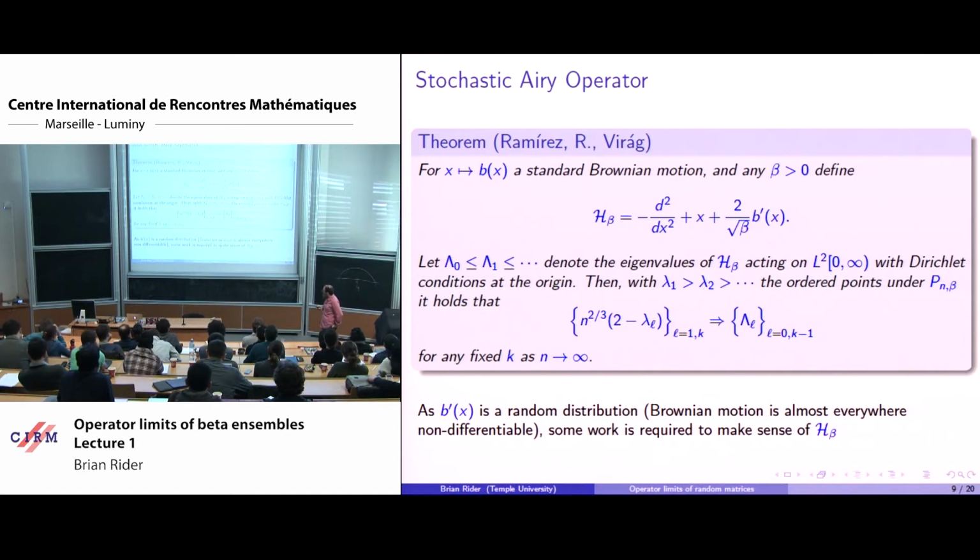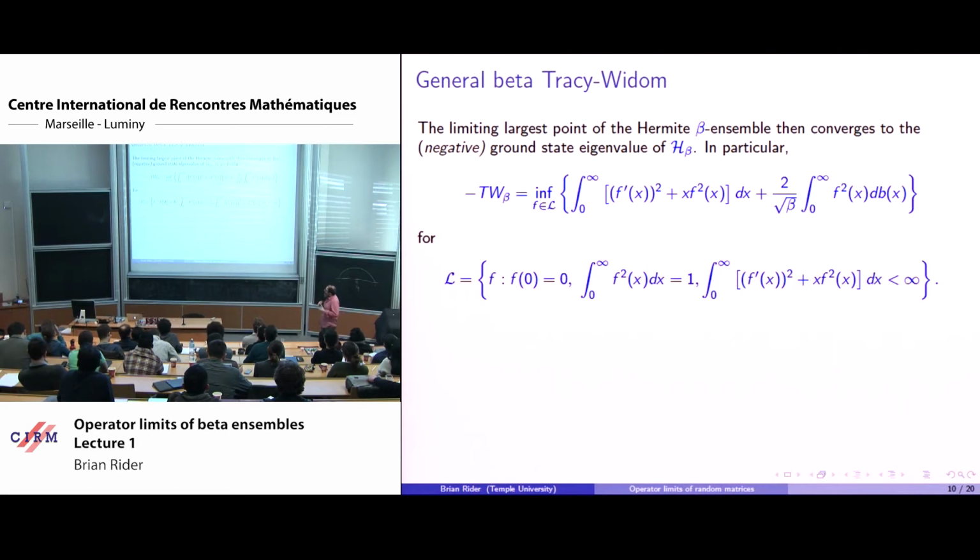All right, so now what I'm doing here is I'm giving you a formula that just defines Tracy-Widom beta sans random matrix theory, right? So what this would mean is that the largest limiting point of this beta Hermite ensemble converges to the negative ground state. So this is annoying, right? Because in random matrix theory, you're trained to talk about the biggest eigenvalue. In random Schrodinger, you always talk about small energy levels. So you always go back and forth with a minus sign, and I now do it easily, but I know it's going to be annoying. So it converges to the negative ground state for the stochastic Airy operator.